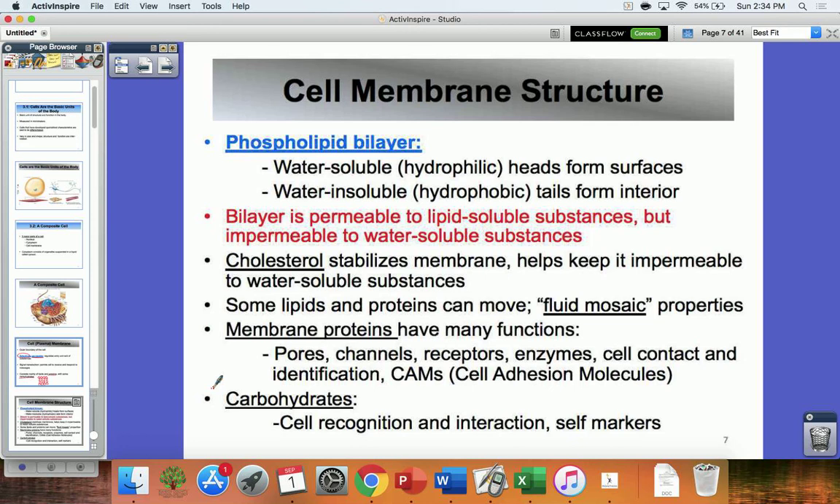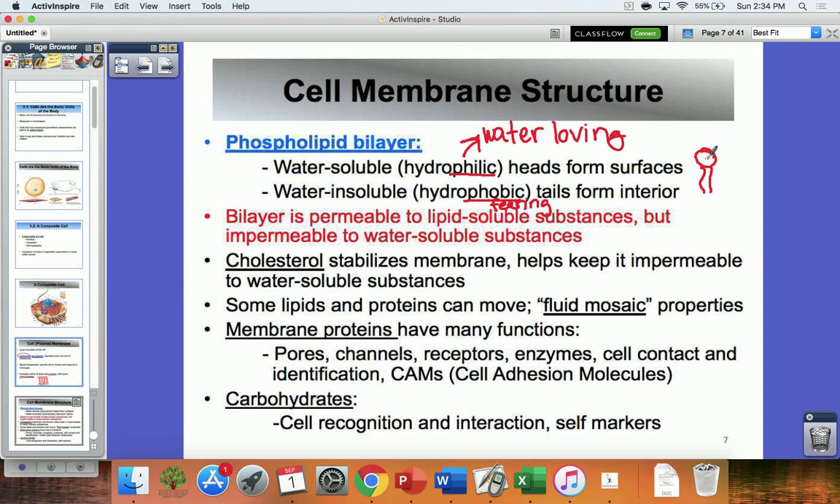And this is what I was just referring to, that phospholipid bilayer, where we have hydrophobic and hydrophilic parts. The hydrophilic part is the water loving, and so that's one part of it. And then the hydrophobic is the water fearing. Those are the hydrophobic tails and then the hydrophilic heads.